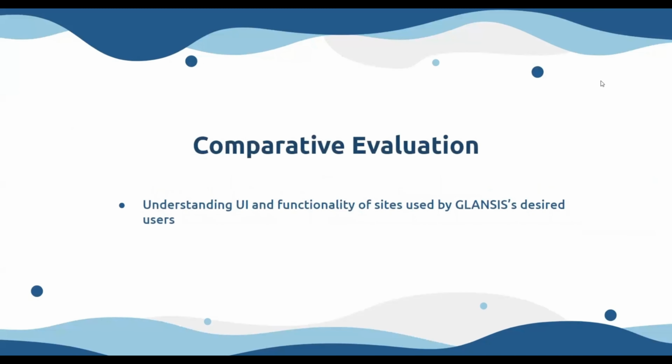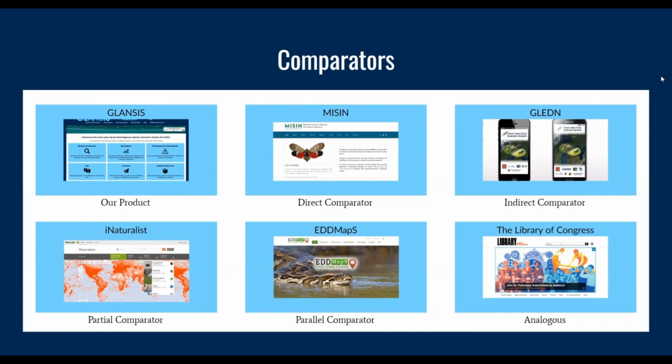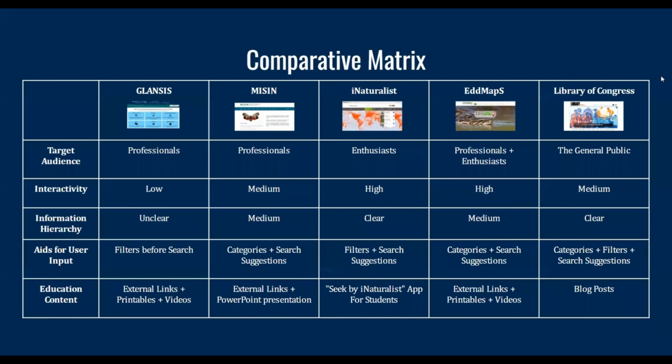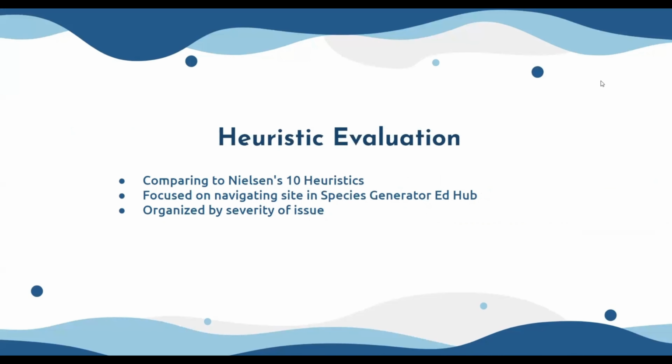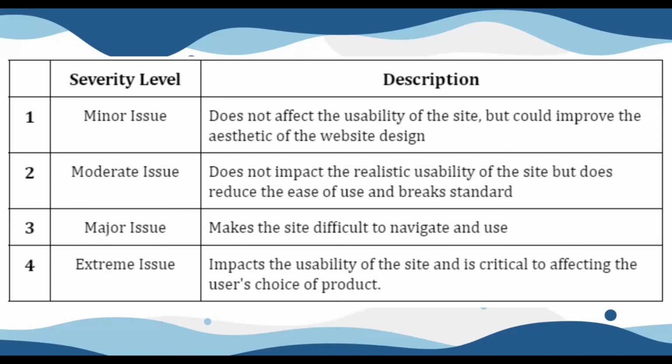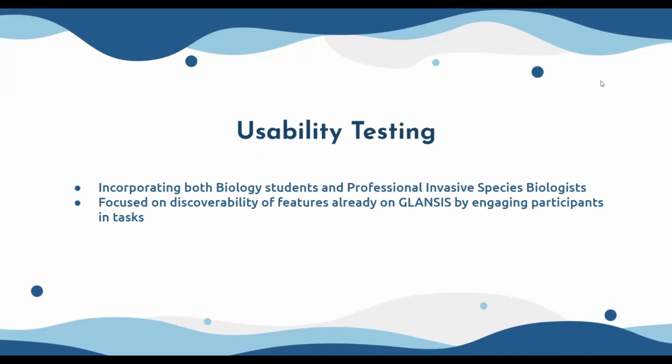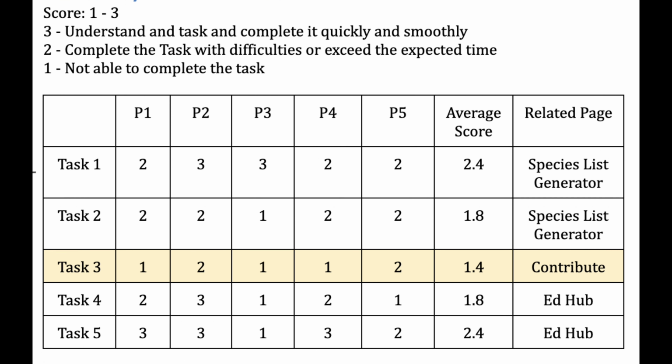To study the comparators, we collected all the websites mentioned by our interviewees. These are the competitors we finally chose. Then, based on the evaluation of each site, we can understand their UI and functionality to improve the GLANSIS site. We used the 10 Nielsen heuristics to evaluate the GLANSIS site. This is our criteria to determine the priority and severity of each discovery. Our usability testing focused on discoverability of features already on GLANSIS by engaging participants in tasks, which includes both biology students and professional invasive species biologists. These are our possible usability testing tasks.